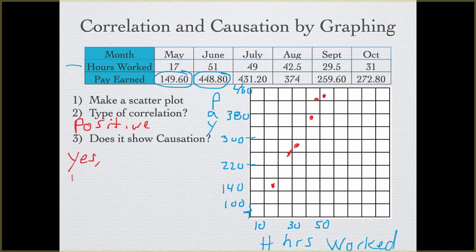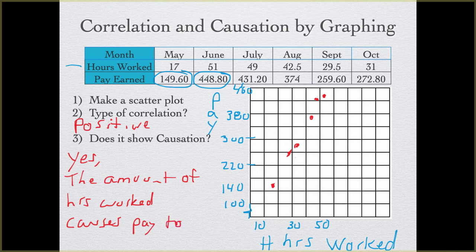The amount of hours, and you have to explain this, so the amount of hours worked causes pay to go up. For most people, this is what happens. If you have an hourly wage, the more you work, the more you get paid. For those of us who work with salary pay, this chart would actually not be applicable because I get paid the same amount no matter how many hours I work, because I'm a salaried employee. But this one does have causation because the hours worked does cause the pay to go up, which makes sense.